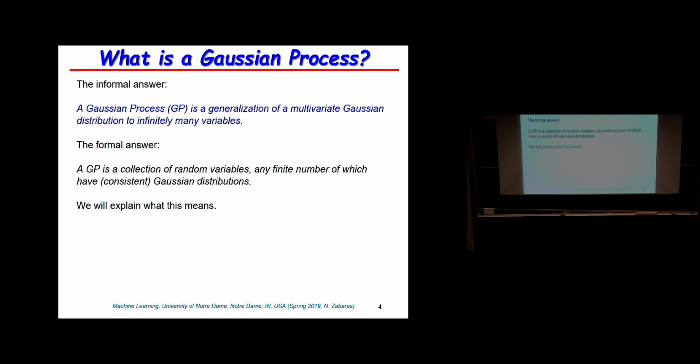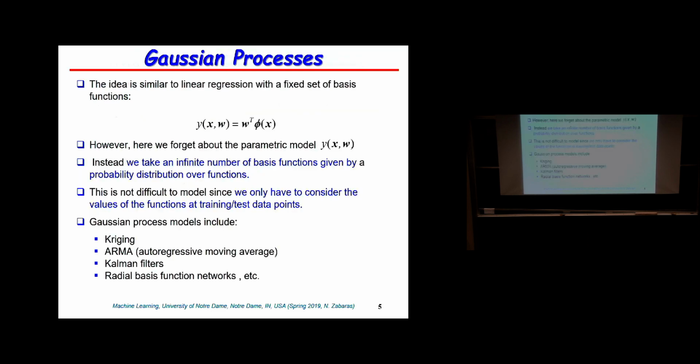A more formal definition of what the GP is: a collection of random variables, any finite number of which have Gaussian distributions. Okay? So you can think of having many variables, and if you take any subset of those, they follow a multivariate Gaussian distribution. Really, for us, a GP is a probability model over functions. So we will model distributions over functions, and that's what the GP is all about.